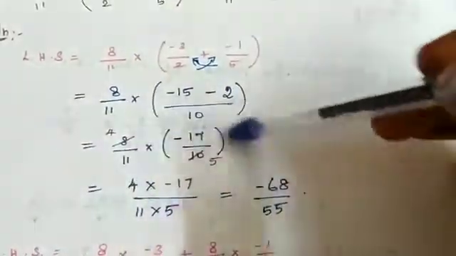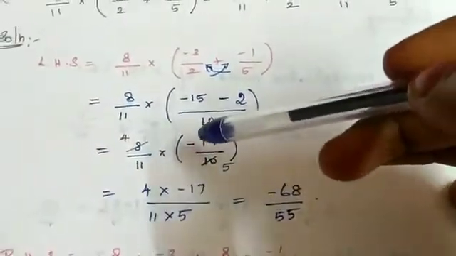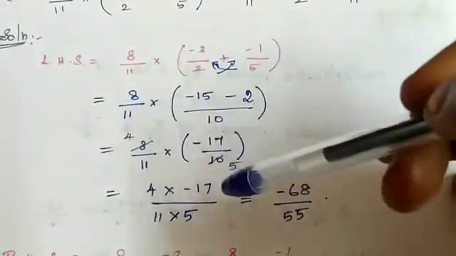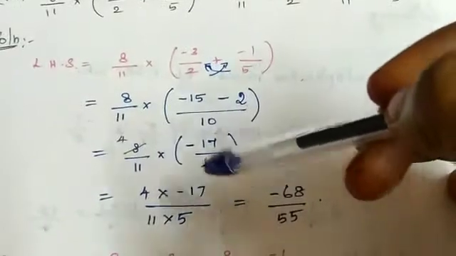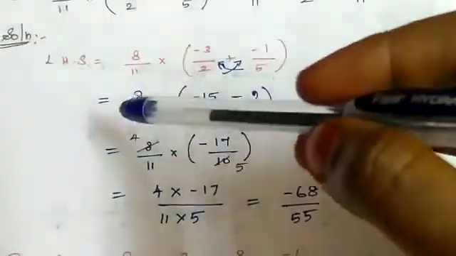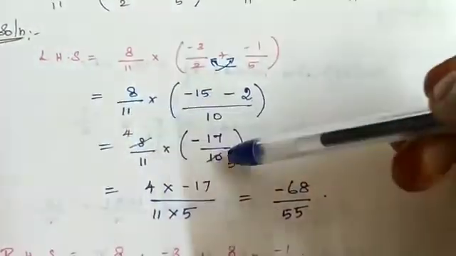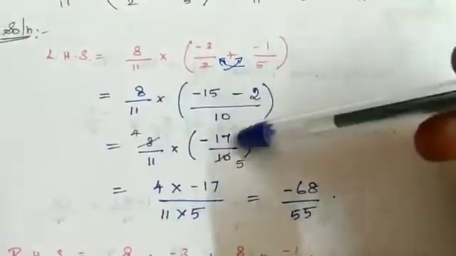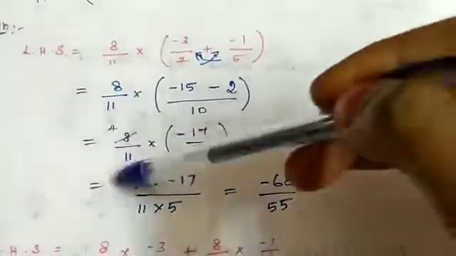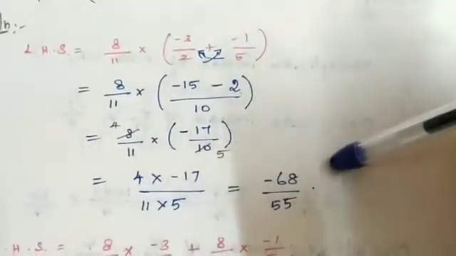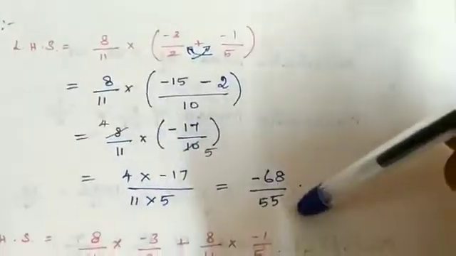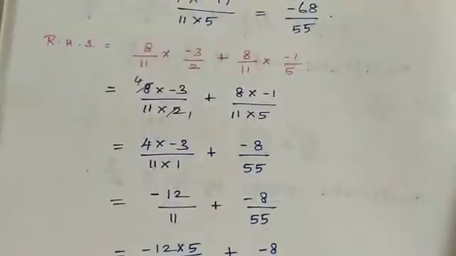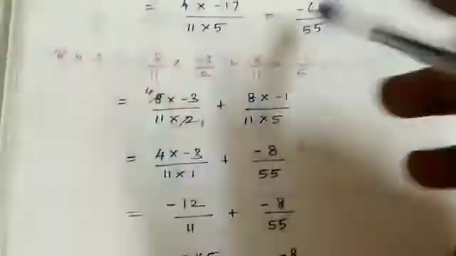Now these rational numbers are multiplied. In multiplication, any numerator and denominator with a common factor can be cancelled. 8 and 10 have a common factor of 2. 2 times 4 is 8, and 2 times 5 is 10. Now the remaining is multiplied: 4 into minus 17 by 11 into 5. 4 into minus 17 gives minus 68. 11 5s are 55. Now the answer is minus 68 by 55. So the LHS is finished. Now take the right hand side.